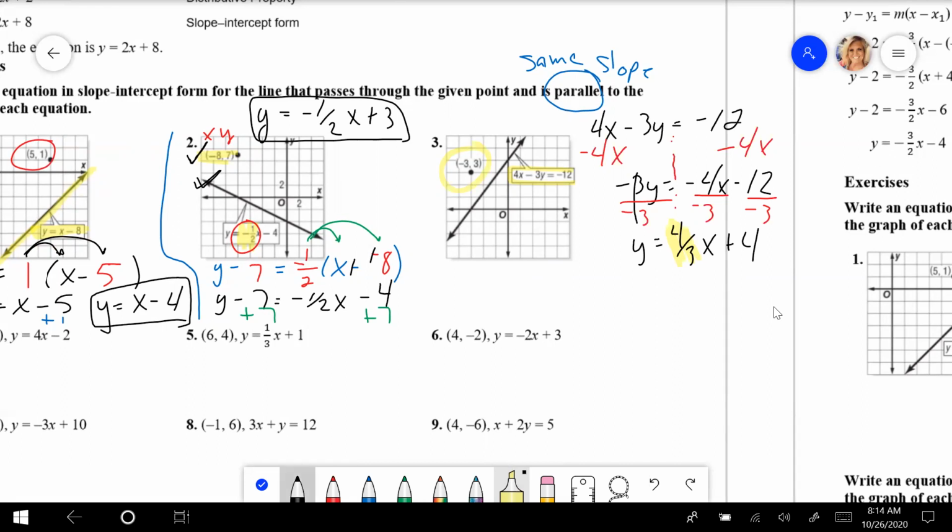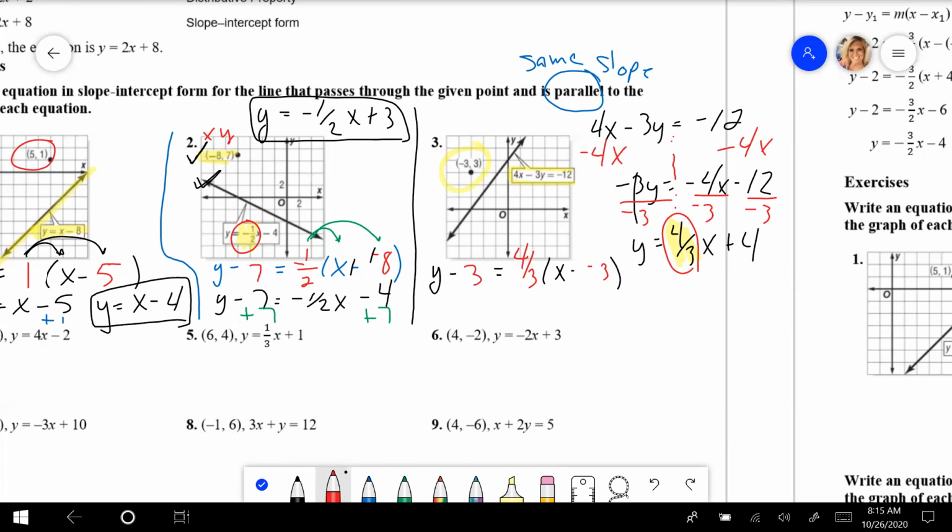So let me write my equation, my point slope: y minus y1 equals m times x minus x1. Get rid of the m, because here's my m, 4/3. Now my x1 is going to be negative 3, so I'm going to put a negative 3 right here. And my y1 is going to be a positive 3.